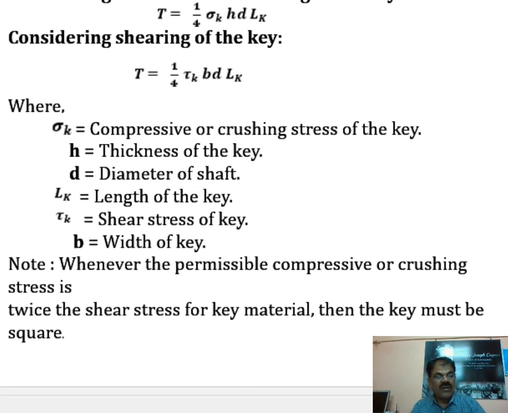There is a note: whenever the permissible compressive or crushing stress is twice the shear stress for the key material, then the key must be square.